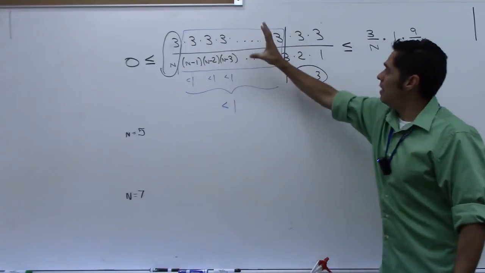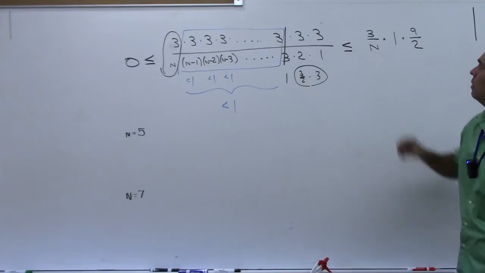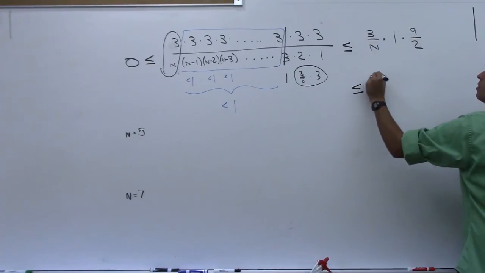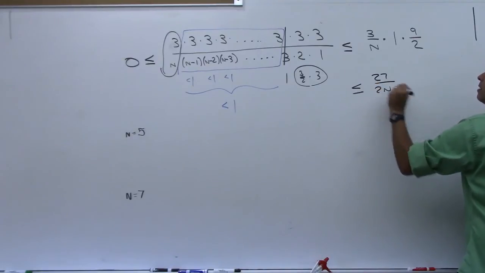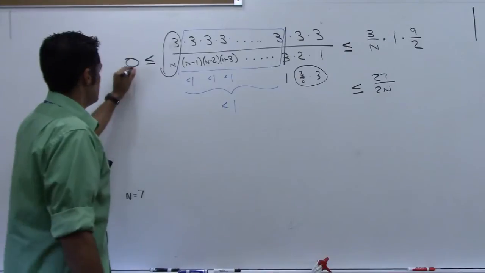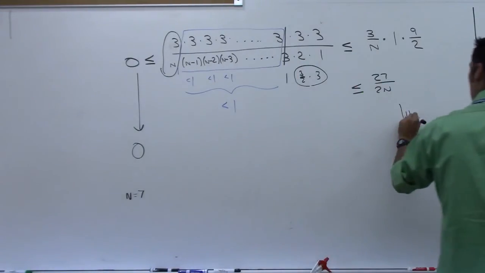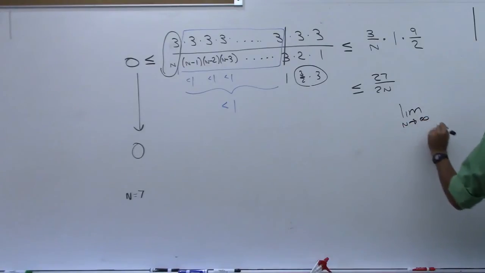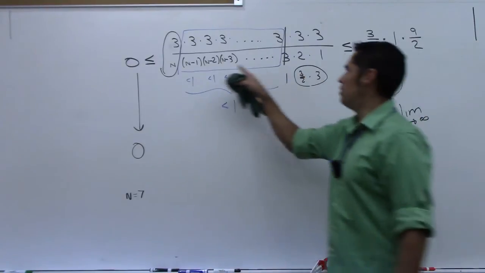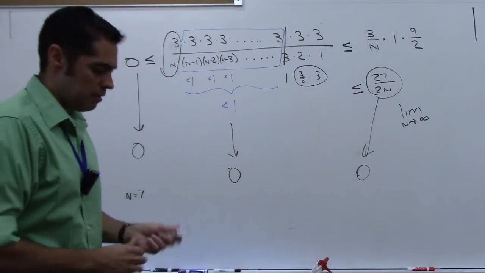So all of that, if that's smaller than 1, then if I put a 1 here, that's bigger than all that. And this is real nice because we can just multiply across. We get 27 over 2n. And so this side is 0. And if we take the limit now and we let n go to infinity, this right here will go to 0. And that means the thing in the middle that we are looking at must also go to 0. So the answer is that it converges to 0.